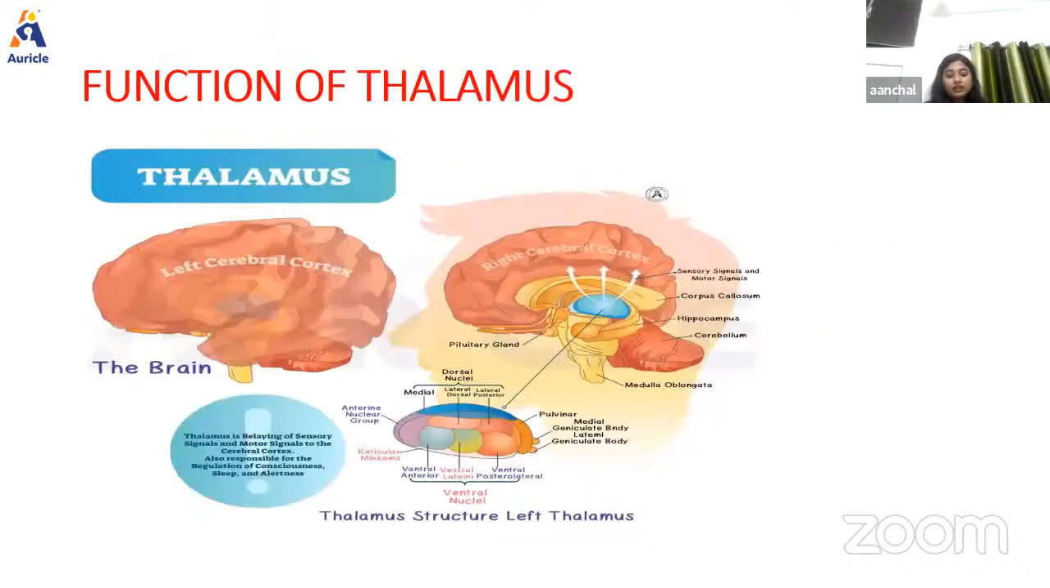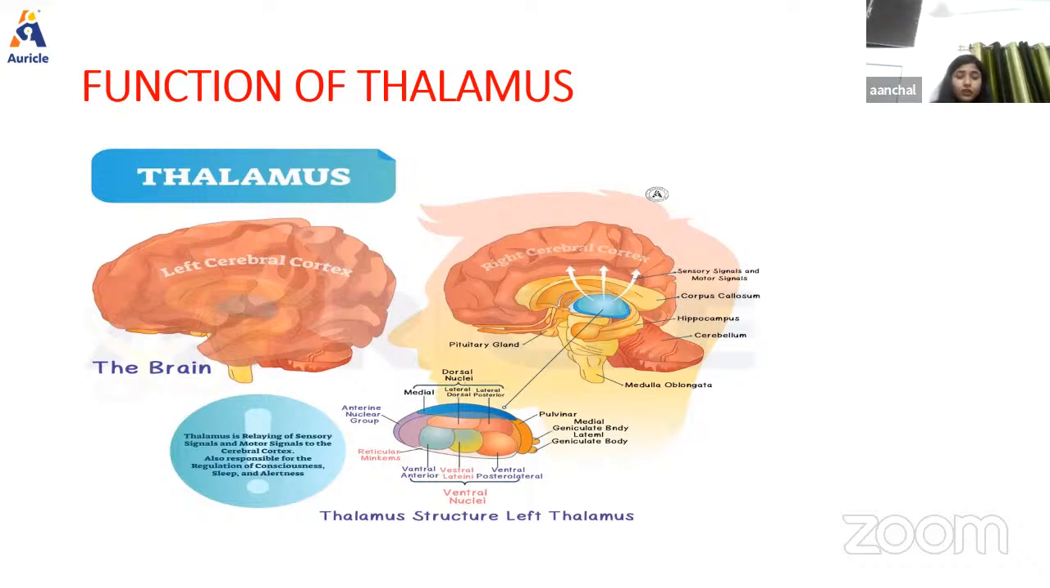Now, next we have another important topic, that is the thalamus. When we talk about the thalamus, the thalamus is a very huge structure with a huge number of nuclei and parts. The structure part is only important for anatomy, but when we talk about the thalamus in physiology, only the function part is very, very important. So here we're going to discuss only the function of the thalamus, and the questions you will get on the thalamus in physiology will be on the function only.